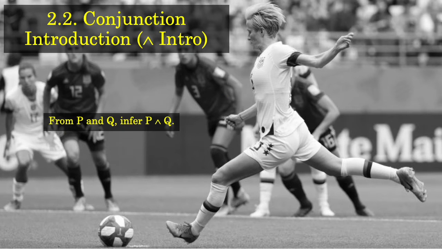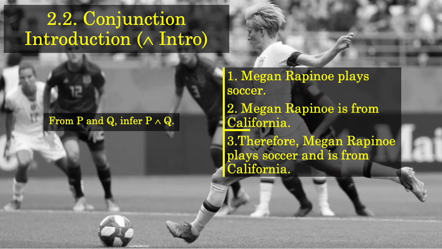Our next rule is conjunction introduction. This is basically the mirror image of conjunction elimination. In conjunction elimination, you had a conjunction from which you inferred one of the conjuncts. And in conjunction introduction, you have both of the conjuncts from which you can infer the conjunction. All right, so suppose we're given 2 independent facts. Megan Rapinoe plays soccer, and furthermore, Megan Rapinoe is from California. From that, we can infer that Megan Rapinoe plays soccer and is from California. So you see, we're introducing and in line 3, hence the name of the rule.